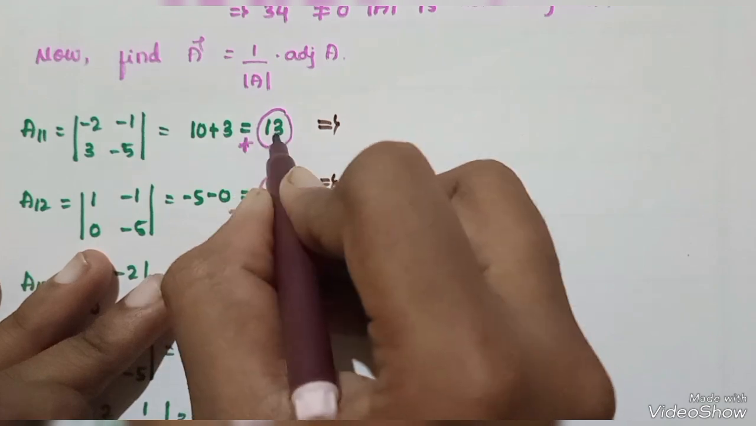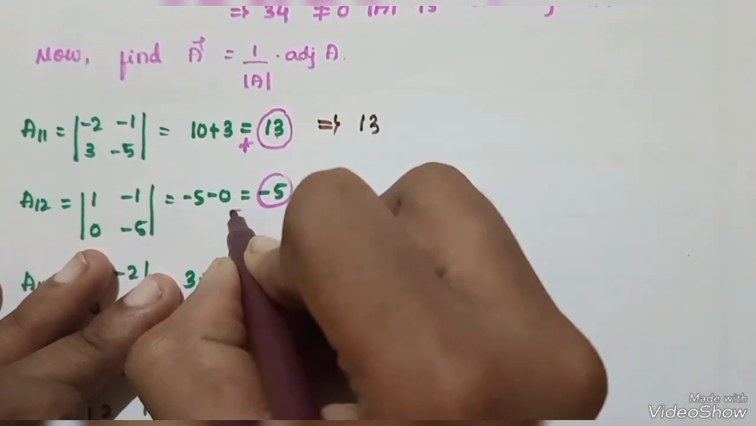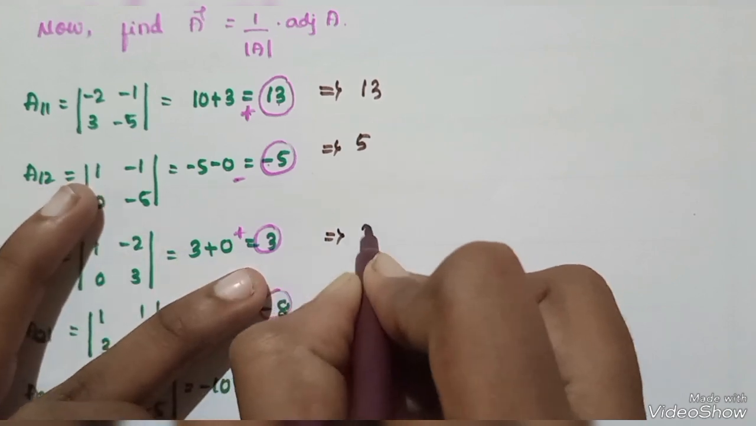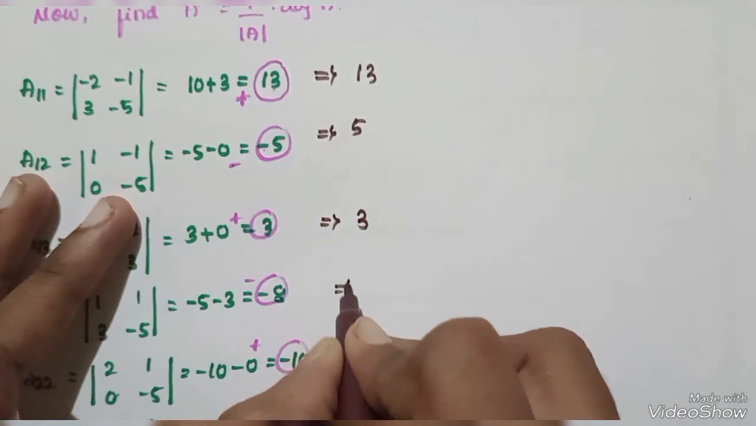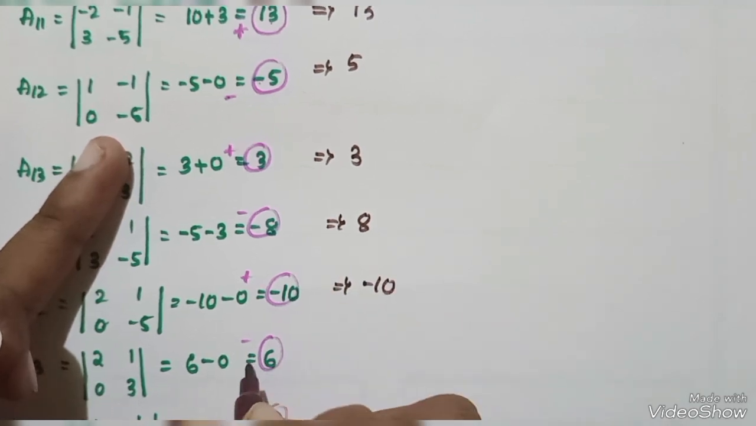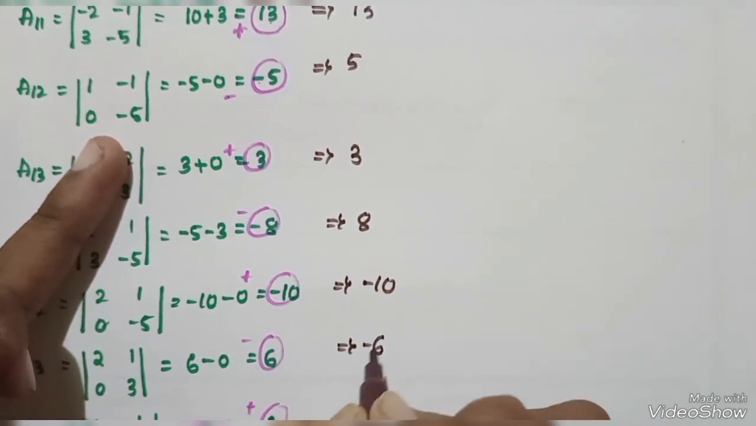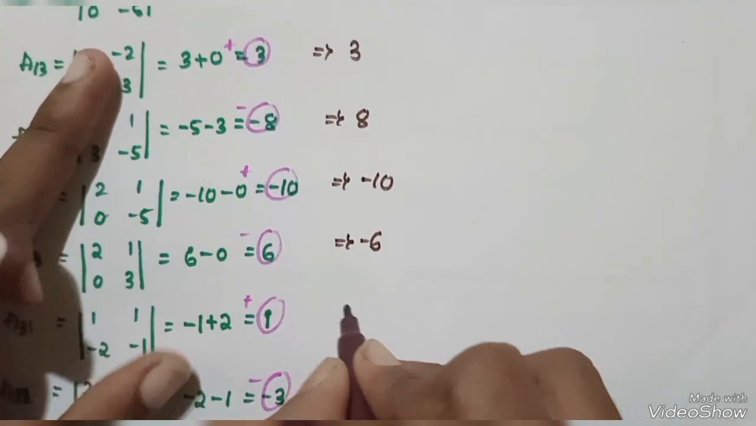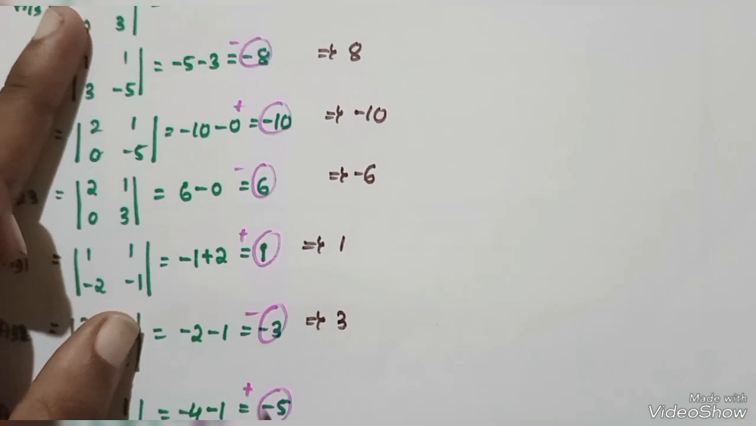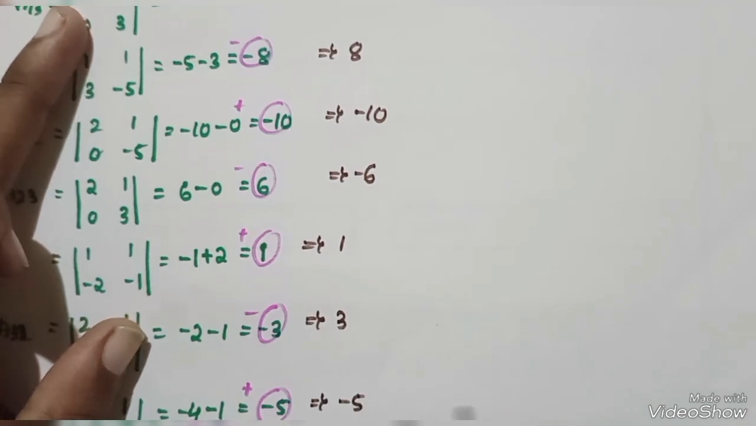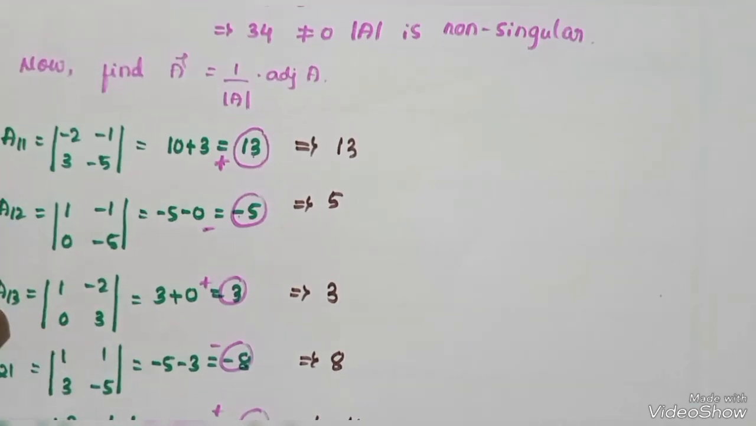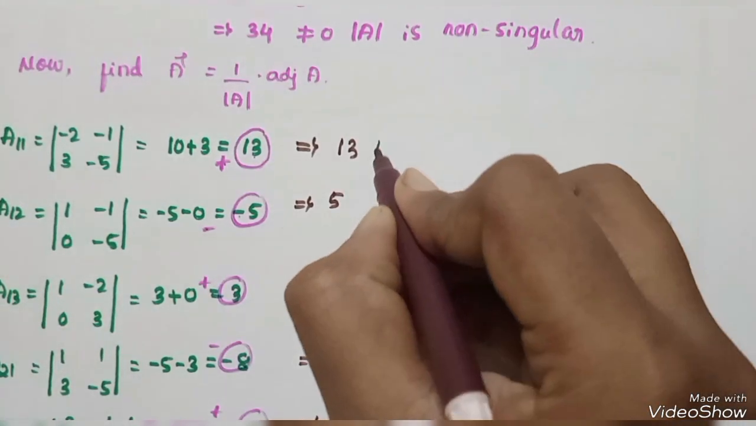cofactors now. Plus into 13, 13. Minus into minus, plus. Again plus into 3, it becomes plus 3. Minus into minus, plus 8. Plus into minus, minus 10, minus 6. Here plus into 1, it becomes 1, minus into minus, plus, plus into minus, minus. Okay, I am grouping three elements, that is A11, A12, A13.